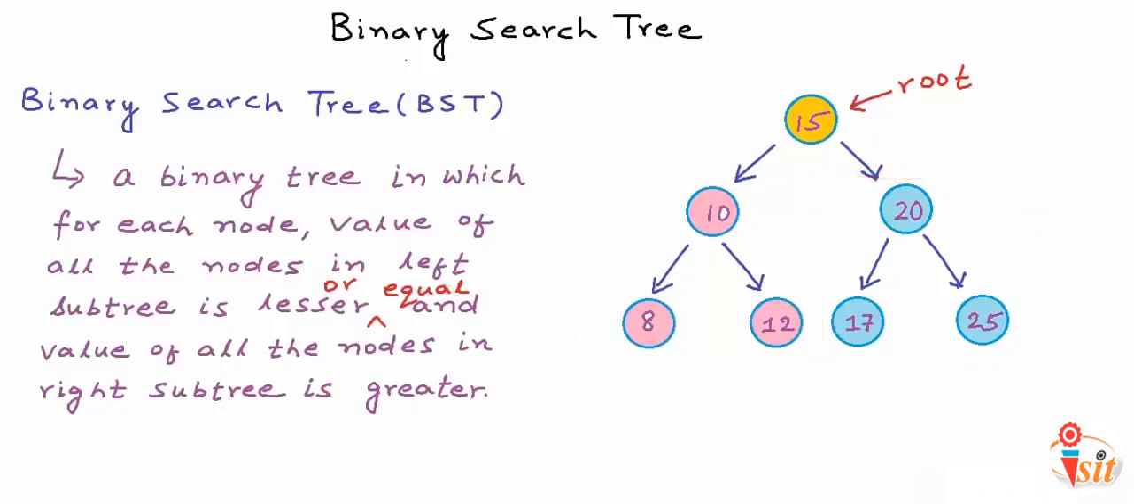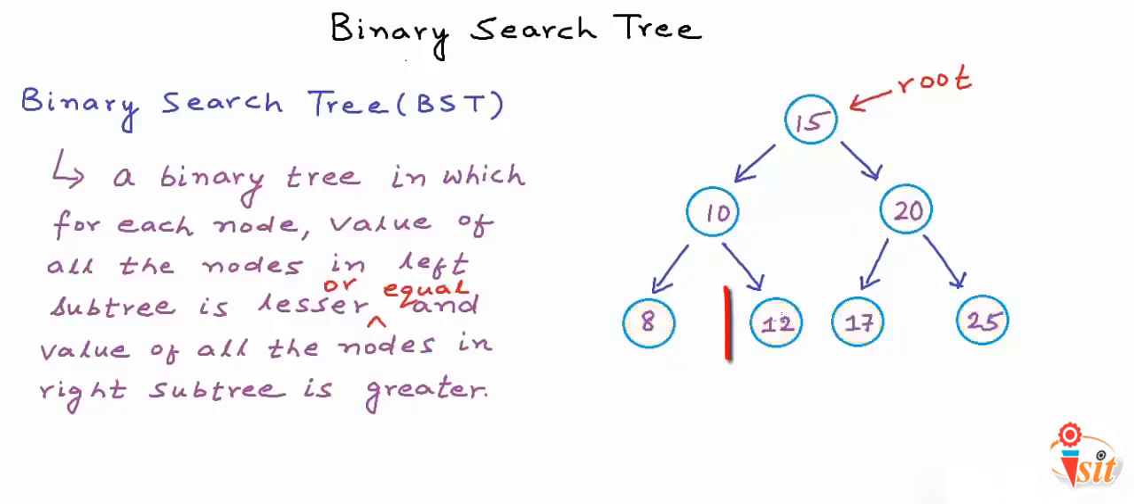Now let's look at this node with value 10. In left we have 8, which is lesser. In right we have 12, which is greater. So we are good. We are good for this node too, having value 20. And we don't need to bother about leaf nodes because they do not have children. So this is a binary search tree.